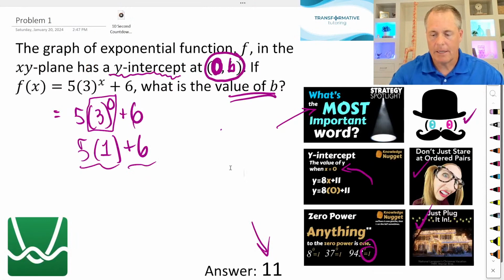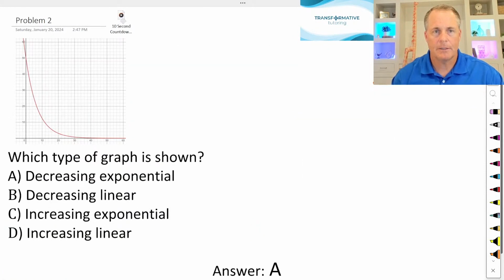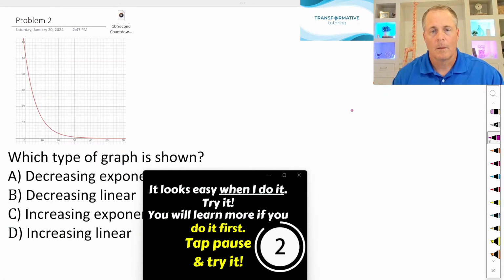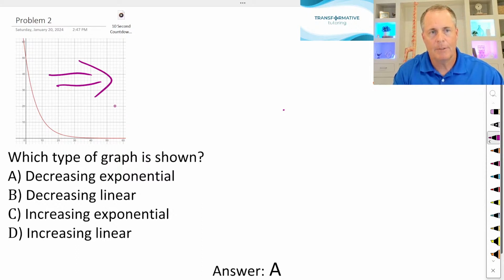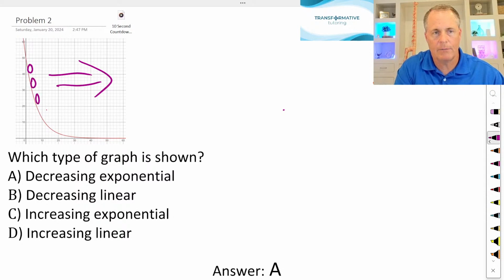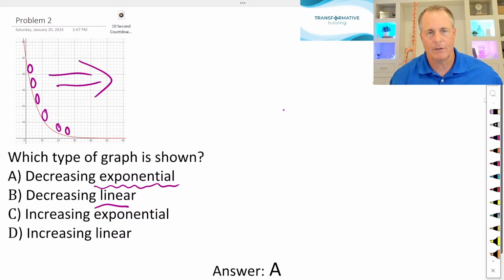All right, let's take a look at our next problem, and tap pause to try it on your own. Well, this is just some basic vocabulary. First of all, hopefully you understand this graph is definitely a decreasing graph. If you're not aware, you should read math just like you read English, which means reading from left to right. So if you were a marble trying to roll along this graph, you'd definitely be going down. So this is decreasing. It is not going in a straight line. So this is known as a decreasing exponential function.